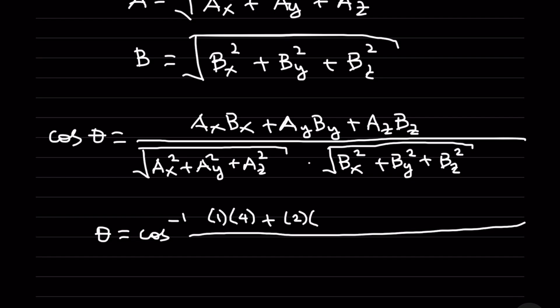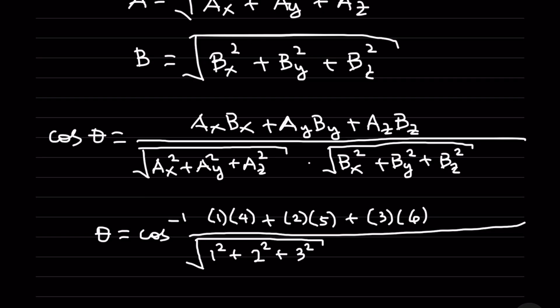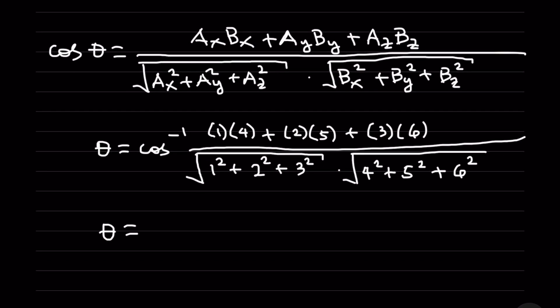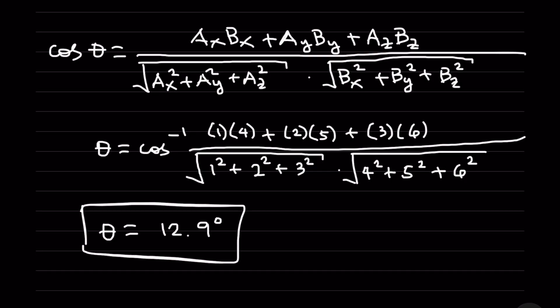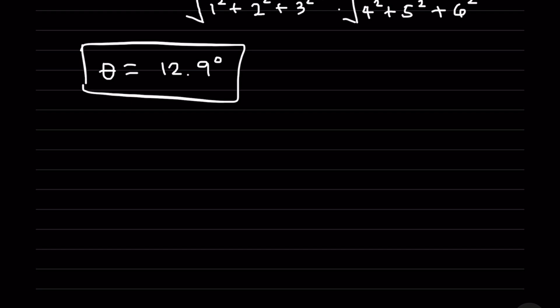So what I'm doing now is substituting the values of ax, bx, ay, by, and az, bz in our equation. So using your calculator, you should find the value of the angle, which is 12.9 degrees. So that is how you can find the angle between two vectors A and B.